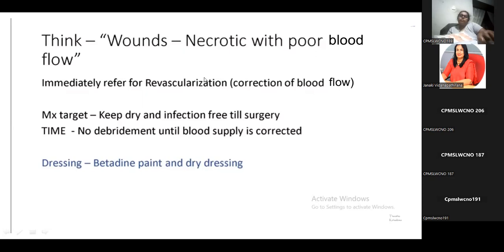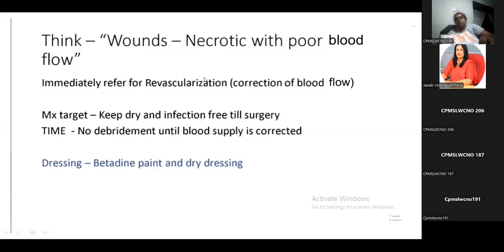Is that clear? How do we do the wound bed? No debridement until blood supply is corrected. Don't touch it. The dressing will be the betadine paint and dry dressings. That's all. And don't compress it. Just put a dry loose dressing. Don't put betadine into a soak and just keep it there. Paint betadine and let it dry, and then put a clean dry gauze and put a loose plaster.